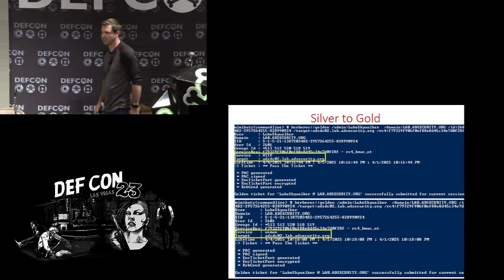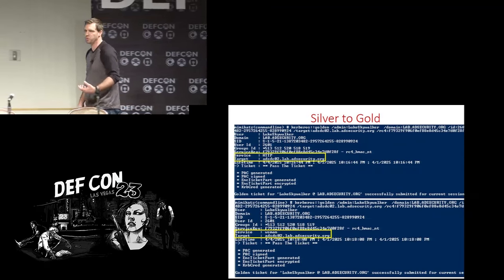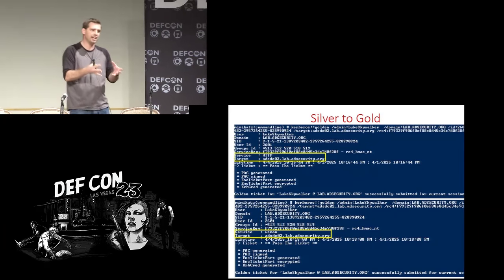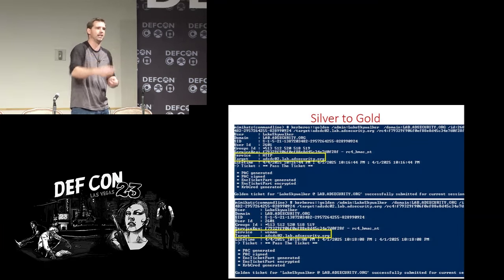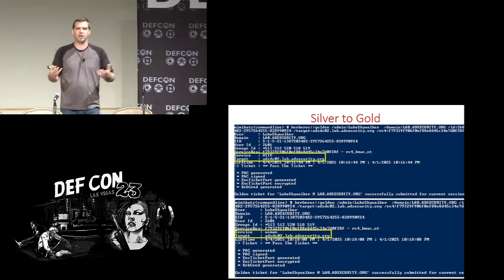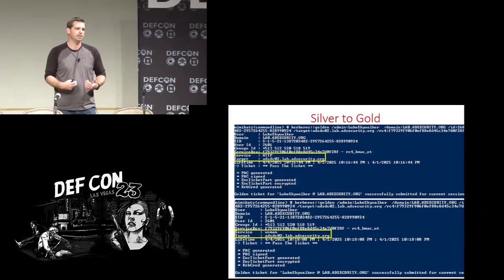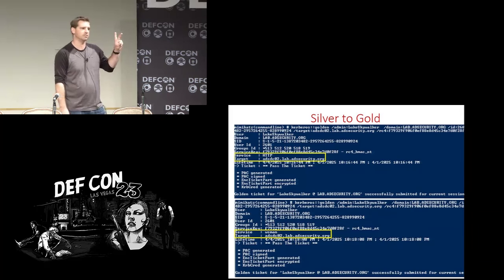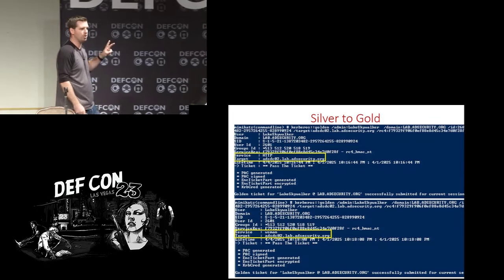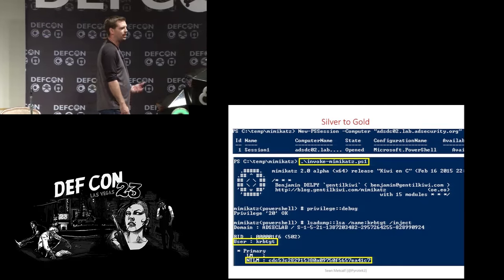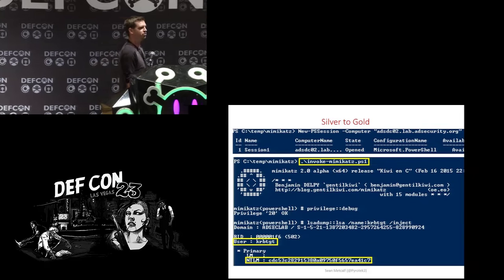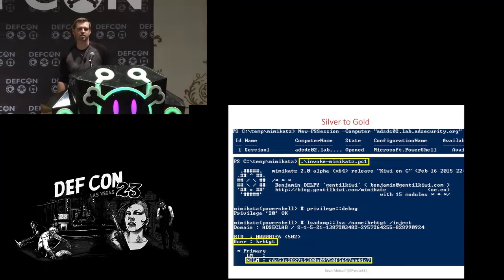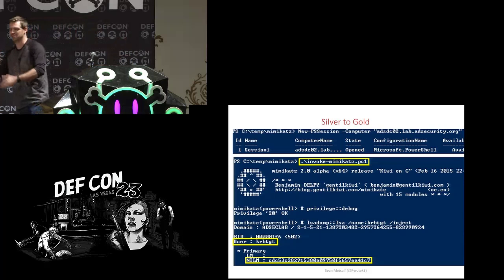I can take a silver ticket, create a silver ticket for the HTTP service for that domain controller, and it's encrypted with that domain controller's computer account, which means it's valid for that service. It's going to open it up. I'm saying I'm a domain admin. Then I'm going to create another silver ticket for WSMAN. What do these two cover? WinRM and PowerShell remoting. So now I can take my silver tickets, PowerShell remote to the DC, and dump the krbtgt account password hash, thus taking my silver tickets and turning them into golden tickets.